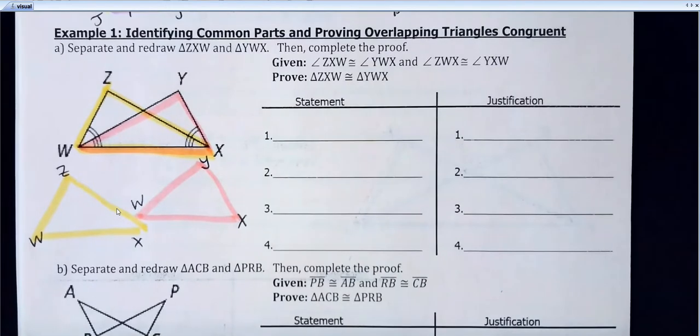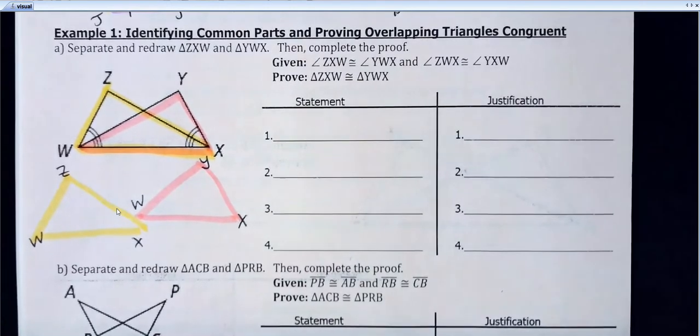Now, most of the time, this one has some markings in the diagram, but a lot of these diagrams will not have any of the given information marked. So when you separate them, if there's any given information, make sure you mark it up in your separated triangles. It'll make it a lot easier to see. When they're overlapped and you try to mark it up, it can be very confusing.